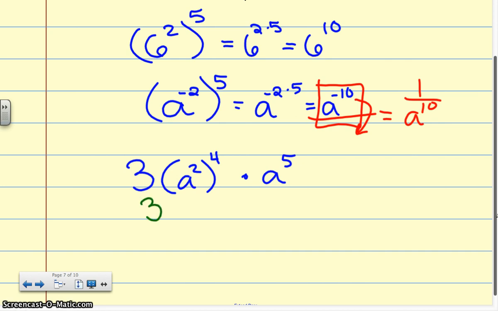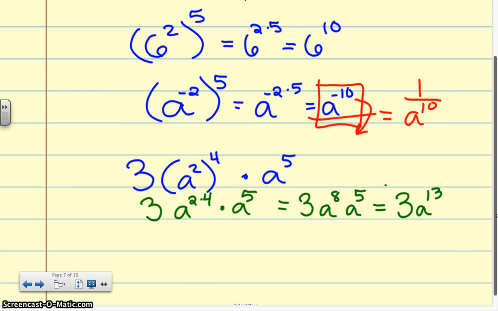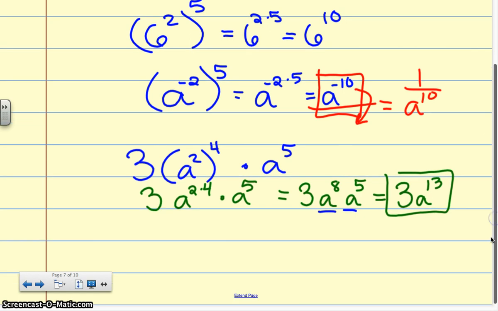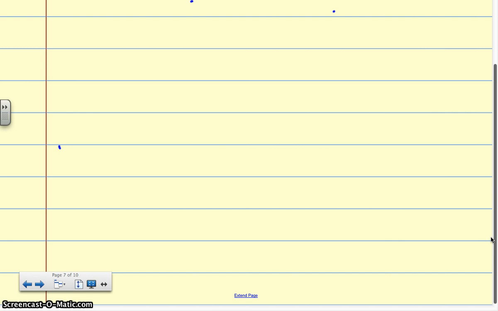This turns into 3 times a to the 2 times 4 times a to the 5th, which is 3a to the 8th, a to the 5th, which is 3a to the 13th. Because I utilized my multiplication property of exponents. And that's about how difficult it's going to get. Trust me, it seems easy while I'm doing it, but once you have to start isolating these skills yourself, it does get difficult. I want to do another example. Feel free to work with me.